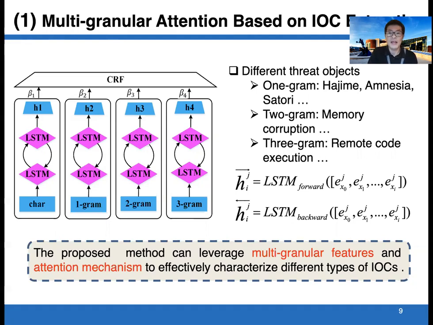Particularly, this diagram presents the proposed IOC extraction framework, which leverages the multi-granular attention mechanism to characterize IOCs. Here, we introduce new word embedding features with different granularities to capture the characteristics of IOCs with different sizes. Moreover, we utilize a self-attention mechanism to learn the importance of the features and give more weight to more important features to further improve the accuracy of IOC extraction.